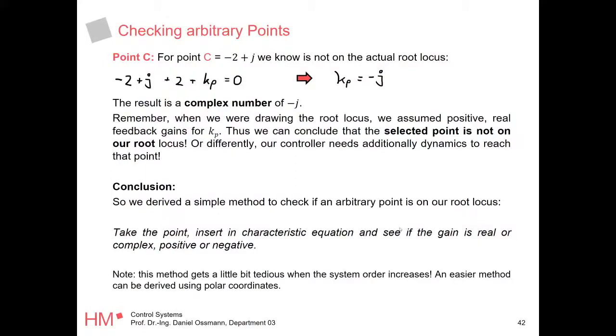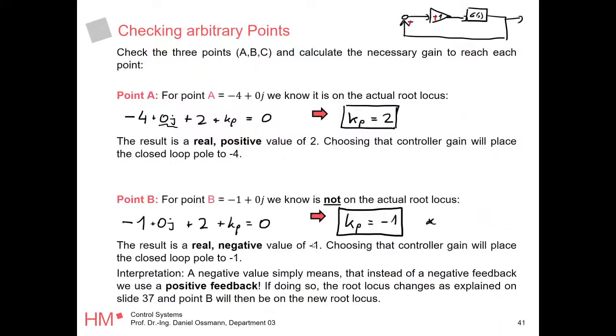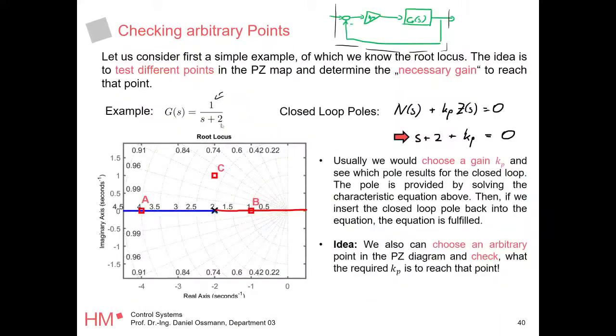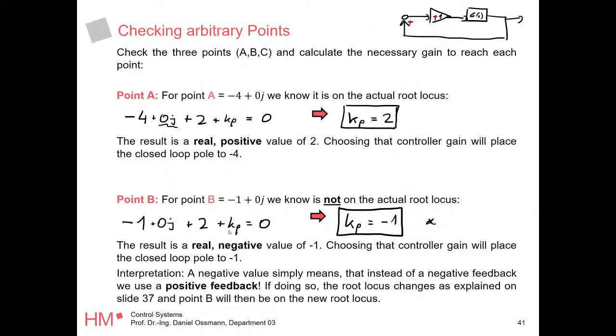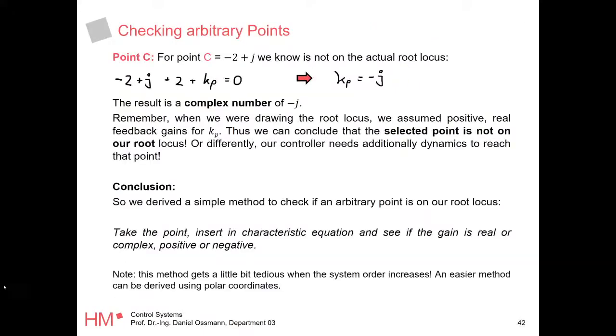The problem with this method is it's going to be a little bit tedious, a little bit exhausting, if the order of the system changes. If you don't have a PD1 system here, let's say you have a PD5 system, you always need to solve a polynomial of fifth order. And this is not a good idea. So it's this strategy, inserting the point and calculating the gain. It's nice to show you what I mean with that, but it's not going to work for big systems because the equations are just going to be too big, right?